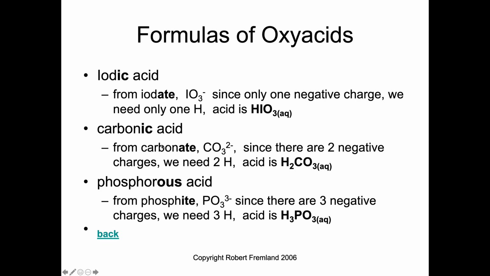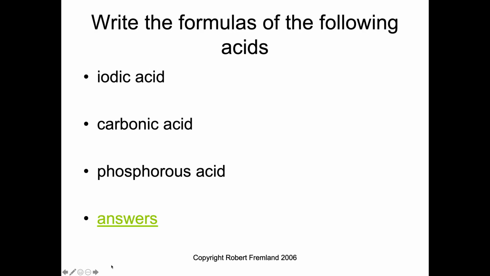Carbonic acid, -ic, -ate. See that? Carbonic acid, carbonate. Carbonate's a -2. That means you need 2 hydrogens, H2CO3. Okay? -ous, -ite. Phosphorous. Why is it not phosphorite? We're just going to do the best we can on that. Phosphorous, phosphite. Phosphite is PO3 with 3 negatives. That means 3 H's. Okay? So that's tricky, but again, none of the steps are difficult, but there's a lot of steps. Make yourself go step by step.